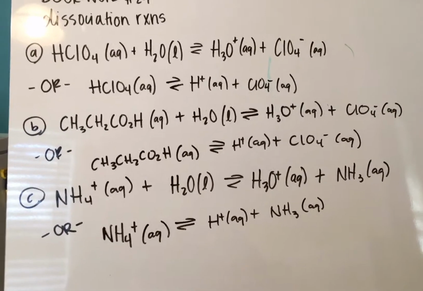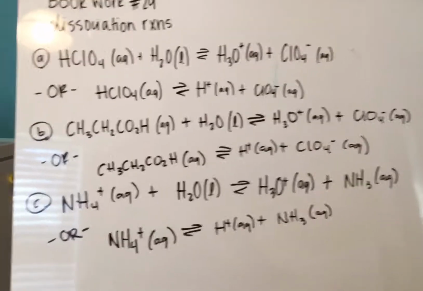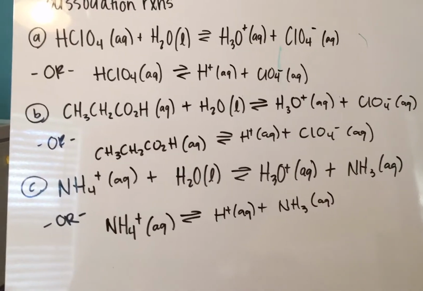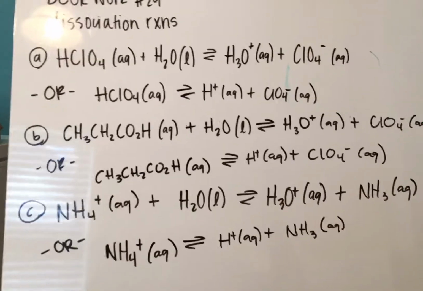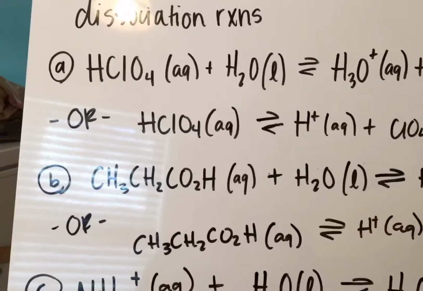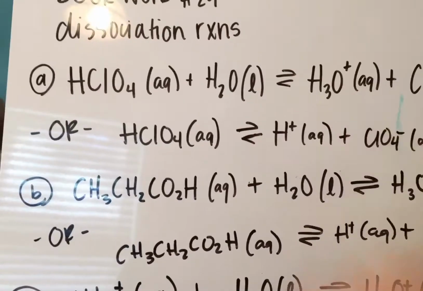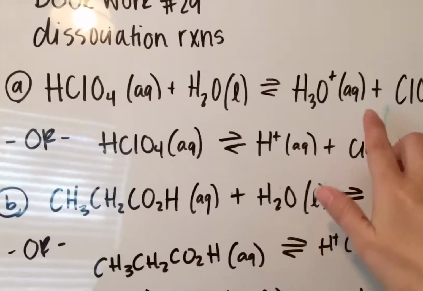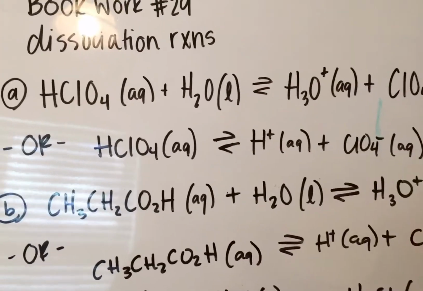Okay. We know we're putting it into water. It's aqueous, right? Aqueous always means in water. And there are 2 different ways we can write this. We can write plus H2O. And this is the way I'm going to ask you guys to write it for your quiz tomorrow. You're going to put the plus H2O there. So plus H2O yields H3O plus ClO4 negative.